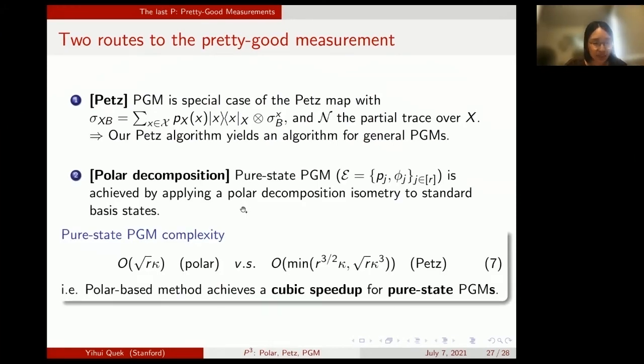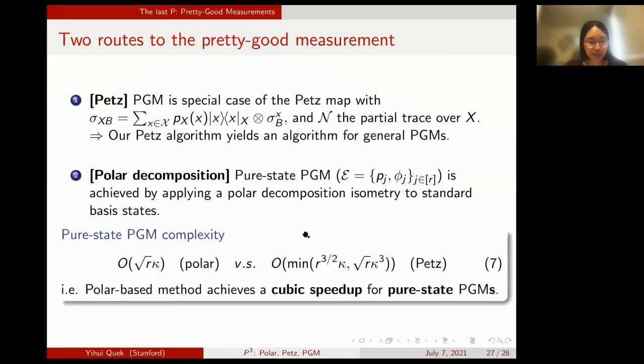The second way of obtaining the pretty good measurement is something that we only know how to make work when we're doing it on an ensemble of pure states. It turns out that the solution to implementing the pretty good measurement is a polar decomposition on some special matrix. So based on these two algorithms, we have two routes to implementing the pretty good measurement, but these two routes have different complexities.